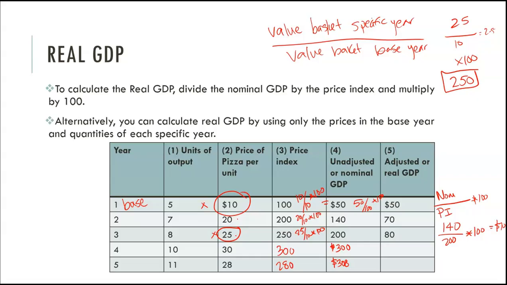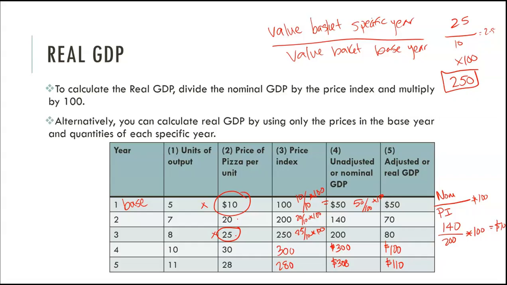Our real GDP, we want to adjust those for the price index. So year 4, we get 300 divided by our base year of 100 times 100. This is going to give us a real GDP of 100. And then our last year, $308 divided by 280 times 100 gives us a real GDP of 110.